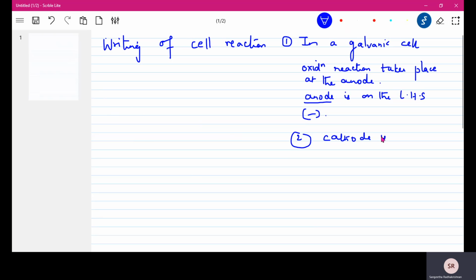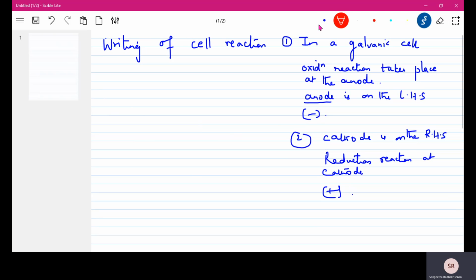Second point you need to remember is, therefore, obviously just the opposite of this, cathode is on the right hand side. And what reaction is going to take place? Reduction reaction at cathode. And what is the sign of cathode? Positive. Okay. So these 2 points you need to recall whenever you're writing the cell reaction.